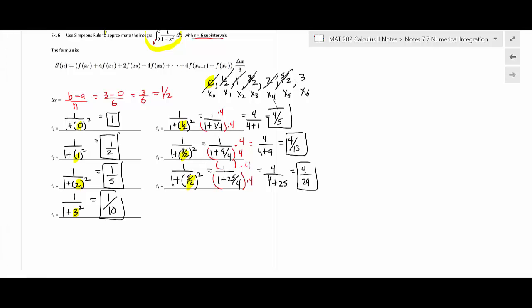So what I'm going to do now is we're going to do Simpson's Rule. We usually represent that as S of n. So we are doing 6 subintervals in the problem. That's part of the problem.